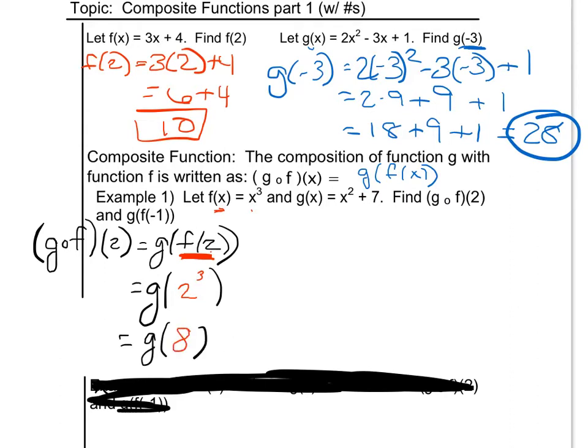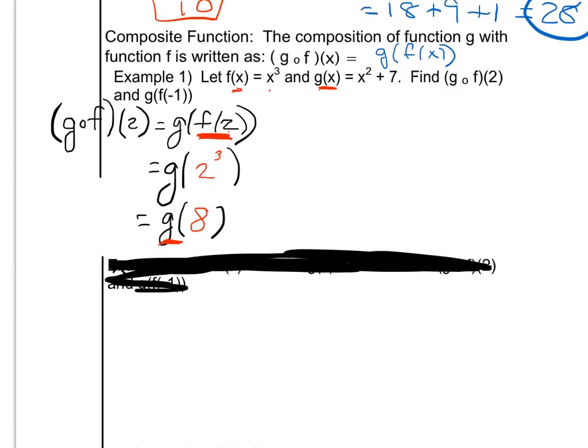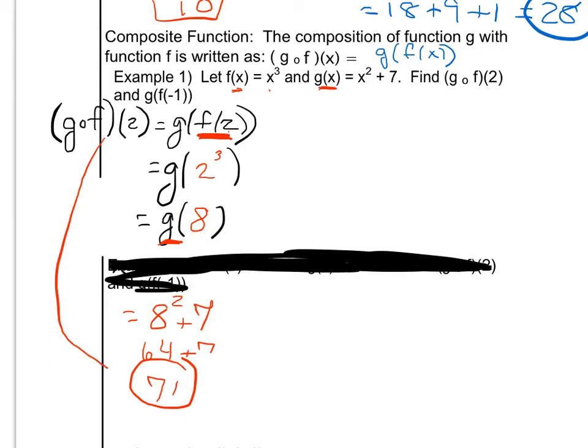And now what does that tell me to do? That means go to my function g, and every time I see a variable, I'm going to put 8 in that variable's place, giving me 8 squared plus 7. Well, 64 plus 7 is 71. So g of f of 2 is equal to 71. What if I'm asked to find g of f of negative 1?